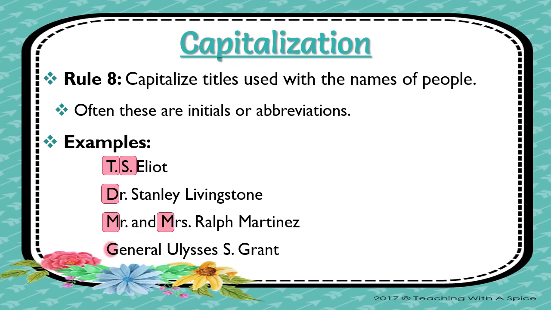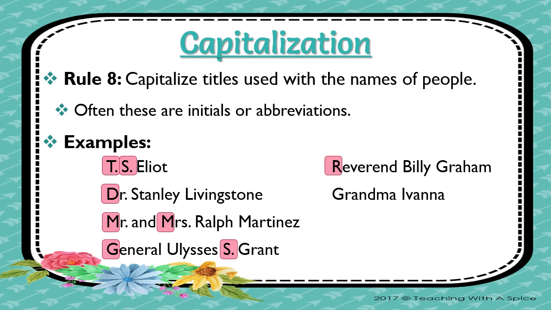General Ulysses S. Grant. So General, that is part of his title, no abbreviation there. And then S is an initial. So it stands for a name, but it's just one letter to stand for his middle name. Reverend Billy Graham. The R in Reverend is capitalized because it's his title. Grandma Ivana. We capitalize the G in Grandma because that's her title used with her name in that sentence. Uncle Charles. Uncle is his title, so you capitalize it. And Aunt Susie. Again, Aunt would be her title, so we capitalize the A in Aunt.